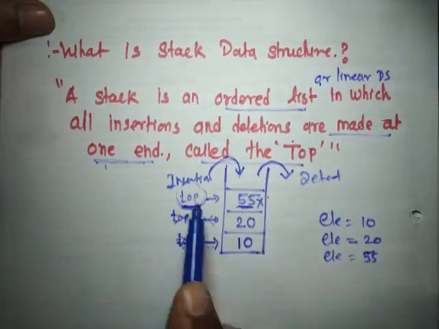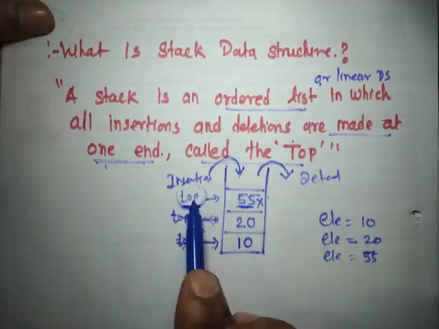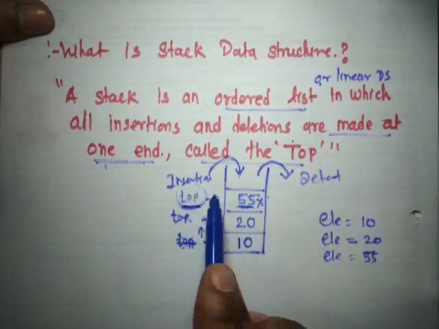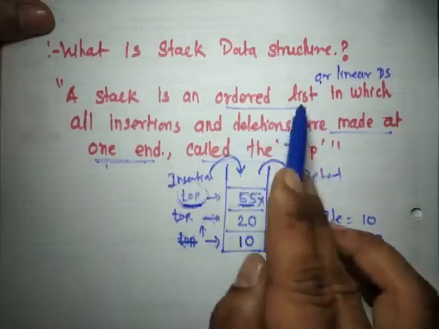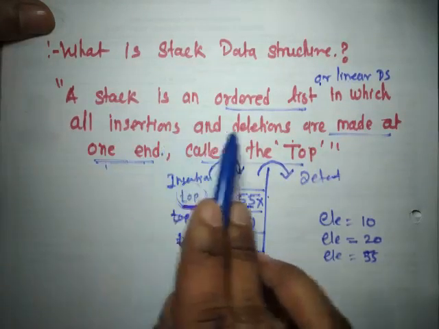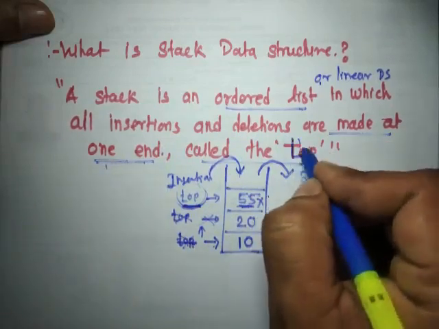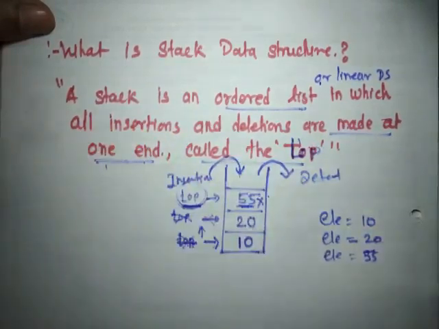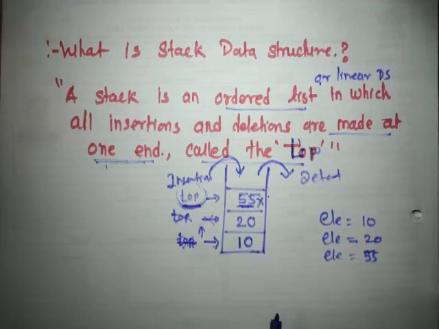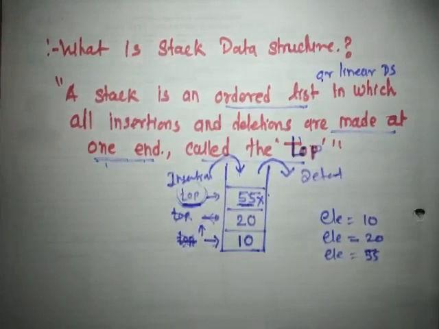the element which we want to delete from the stack is deleted through only top end, since it is an ordered list in which insertion and deletion are made at only one end. What is that end? That is top end. So whatever element we are going to insert inside the stack, that is through top end only, and same whatever element we are going to delete from the stack, that is again from top end only.